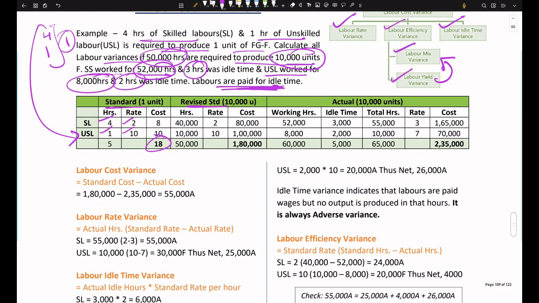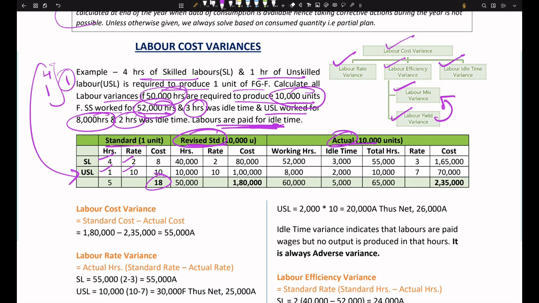So the revised standard labor hours. Just remember the revised value, revised standard and actual. So the hours are 40,000 and 10,000. The revised standard is the number of hours that was required, 50,000, in the ratio of 4:1, which means 40,000 and 10,000. The rate is also the standard rate, 2 and 10, and the cost comes to 1,80,000.